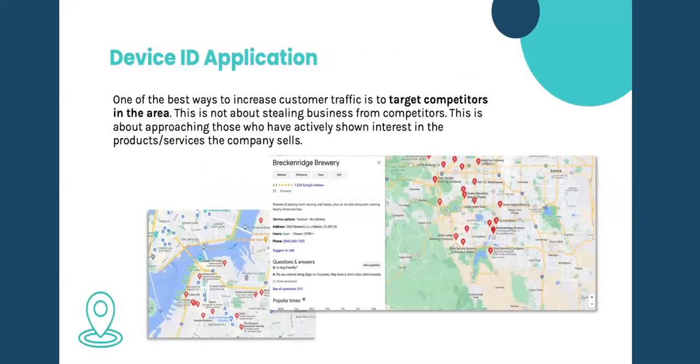So looking at device ID in application, this is just a Breckenridge brewery that we pulled, and you can see all of the different breweries in this area. I want to make sure everyone understands it's a great way to target the competitors in the area, but it's not necessarily about stealing business from those competitors. It's really all about approaching those who have actively shown interest in the product or service that a company sells. And it may not be your direct competitors that you're targeting. We can get very creative with the different types of locations that we're targeting because our team's going in and hand drawing those geofences.